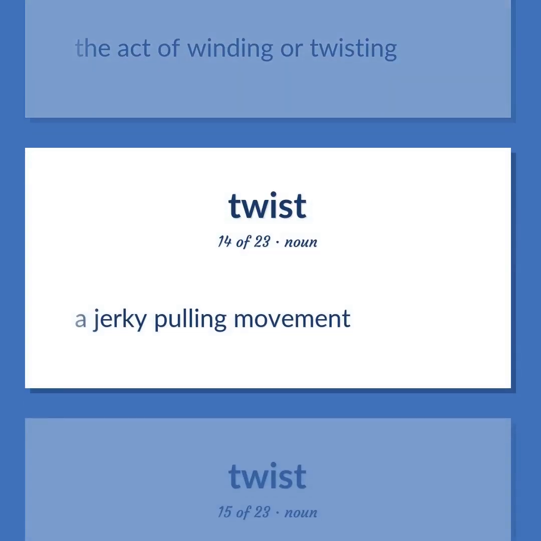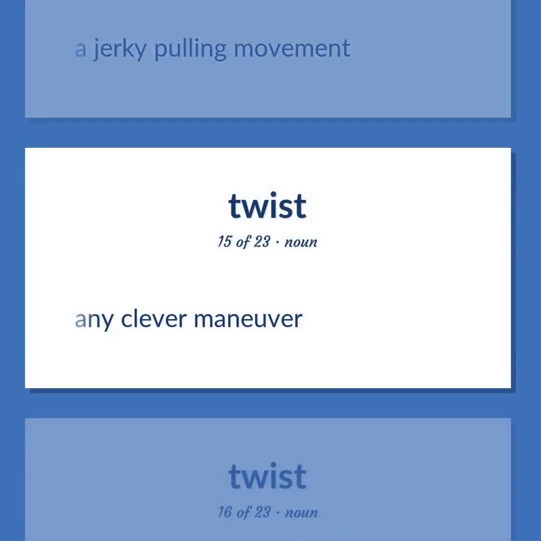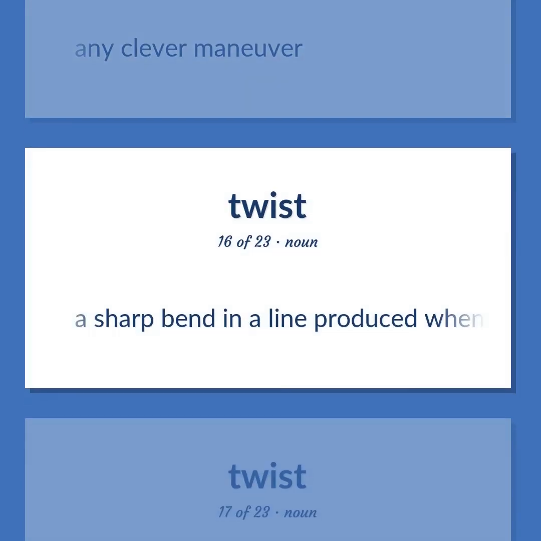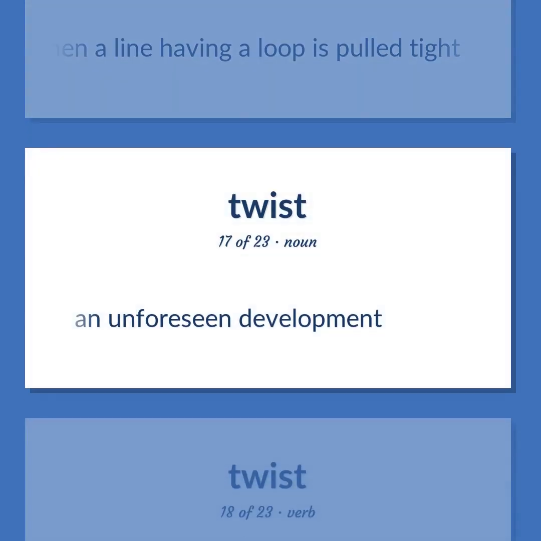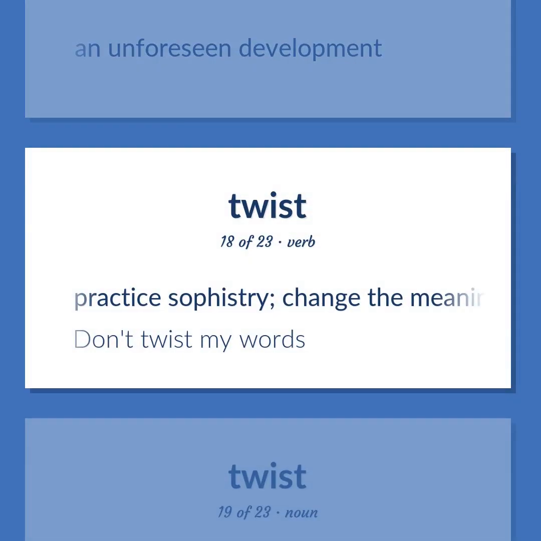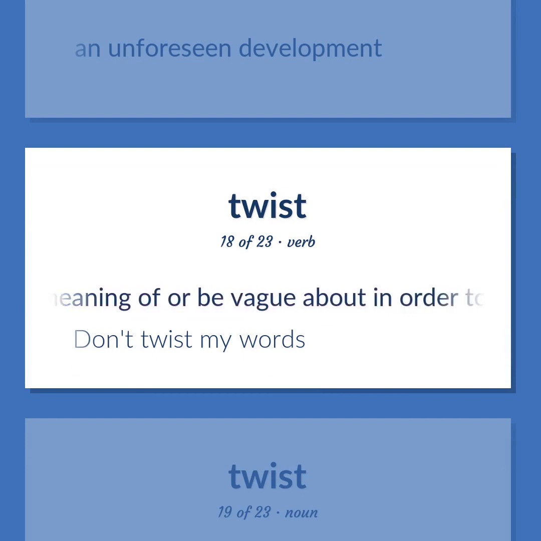A jerky pulling movement. Any clever maneuver. A sharp bend in a line produced when a line having a loop is pulled tight. An unforeseen development. Practice sophistry. Change the meaning of or be vague about in order to mislead or deceive. Don't twist my words.